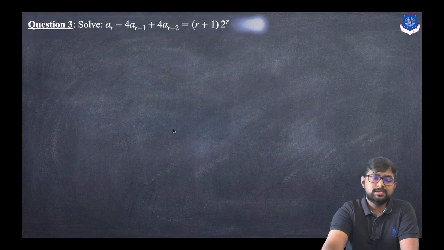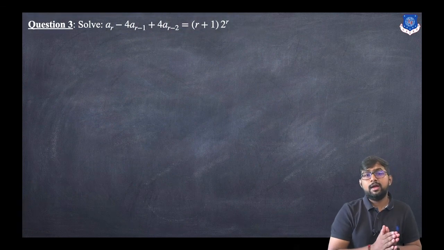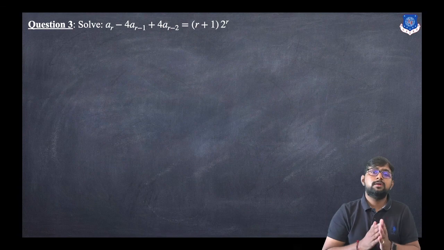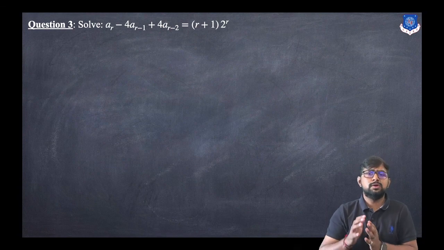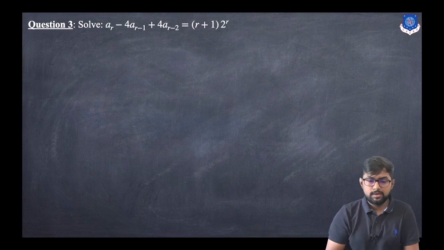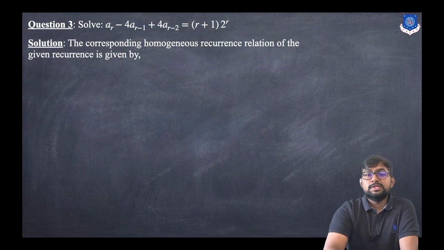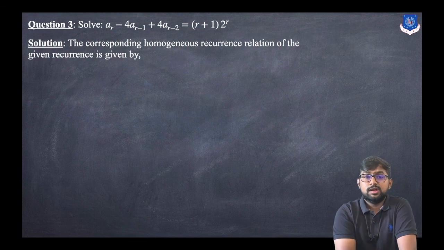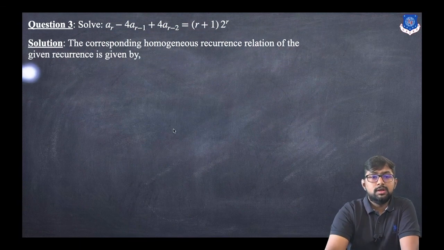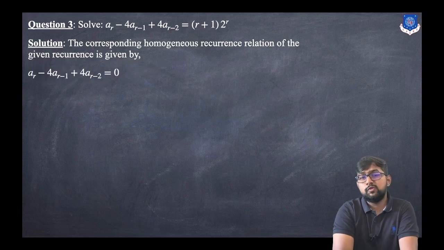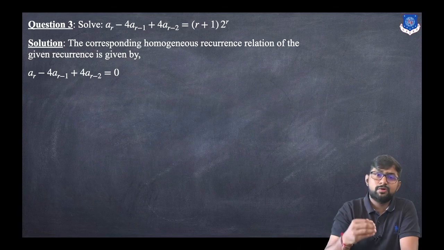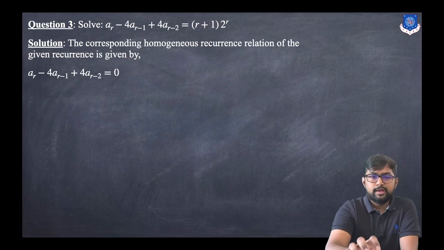Let us discuss the last example. Solve a_r minus 4a_(r-1) plus 4a_(r-2) equals (r plus 1) times 2 raised to r. Now see, the corresponding homogeneous recurrence relation will be what? It will be a_r minus 4a_(r-1) plus 4a_(r-2) equals 0. Just simply put the right hand side as 0, so we will get this.